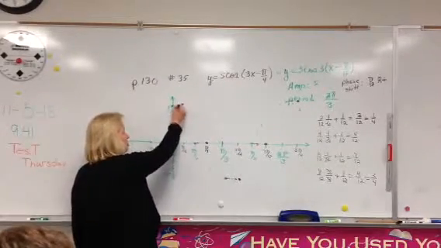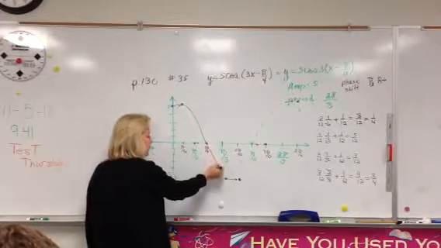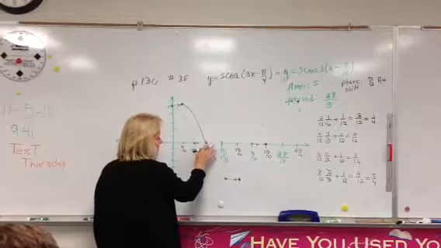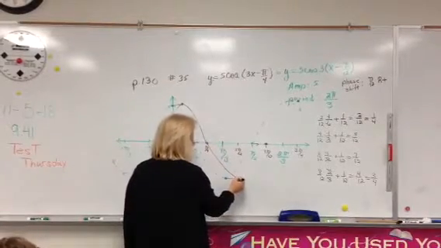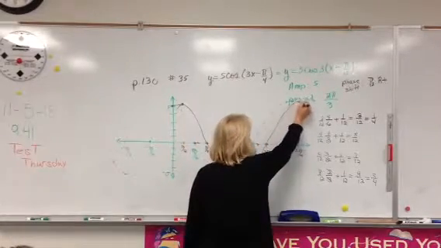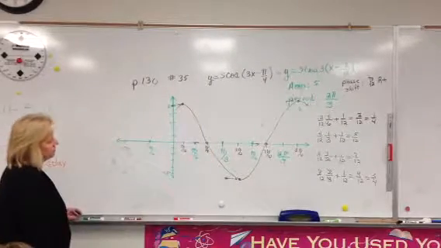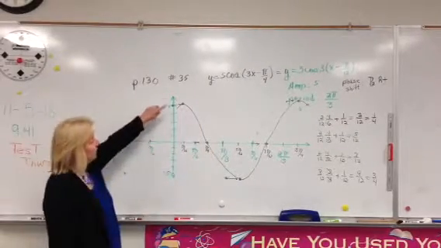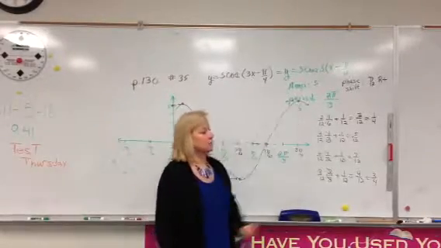You have to show one complete cycle, or one complete period. And with the cosine wave, this is one complete cycle, from here to here.